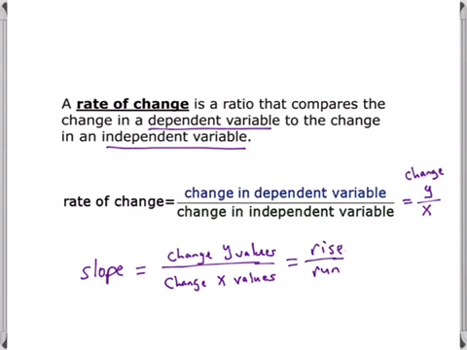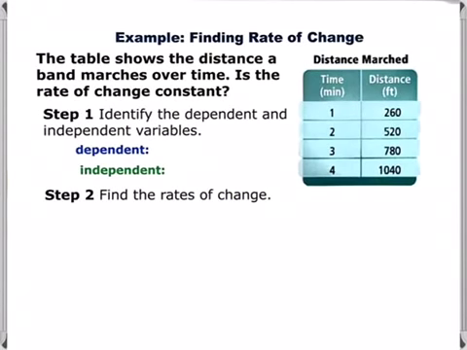All right, so let's look at our first rate of change problem. The table shows the distance a band marches over time. Is the rate of change constant? So this is what we're trying to figure out. Let's go ahead and identify our independent and dependent variables. So in this problem, our independent variable should be time, while our dependent variable will be distance.